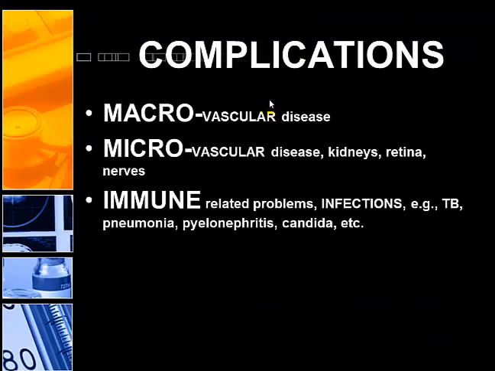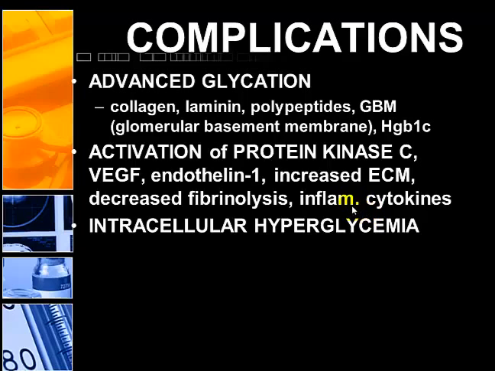Now, coming to the complications, they are of 3 important types. One is the microvascular disease, which is going to affect the kidneys, retina, and the nerves, and of course the immune-related problems, which may lead to infections like tuberculosis, pneumonia, pyelonephritis, candida, etc. in these patients. Now, why do these people have these complications?